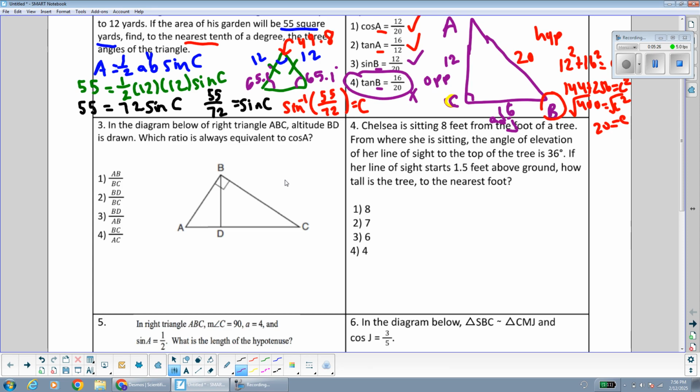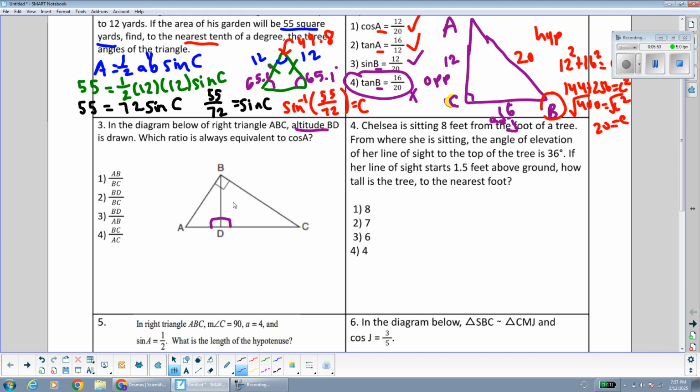Over here in number 3, recognize that you have a big right triangle with an altitude creating two smaller right triangles. And if you think back to last semester, according to the right triangle altitude theorem, we have 3 similar triangles. The big right triangle is similar to the two smaller right triangles. And that's important here because when you have similar triangles, you have congruent angles and proportional sides.